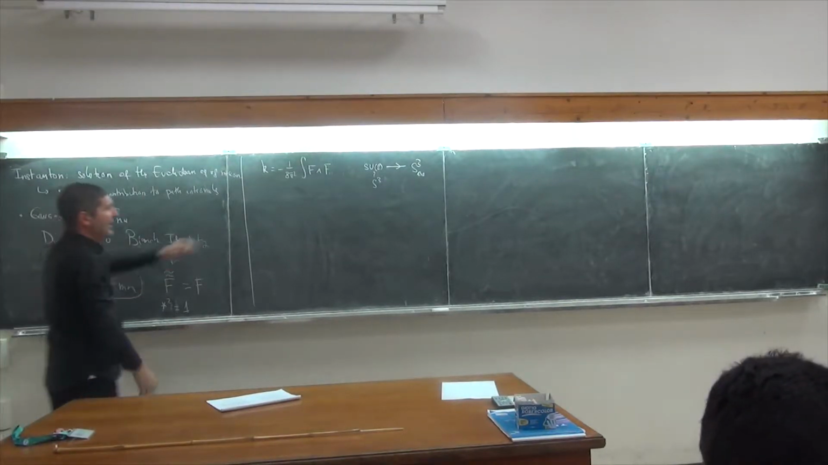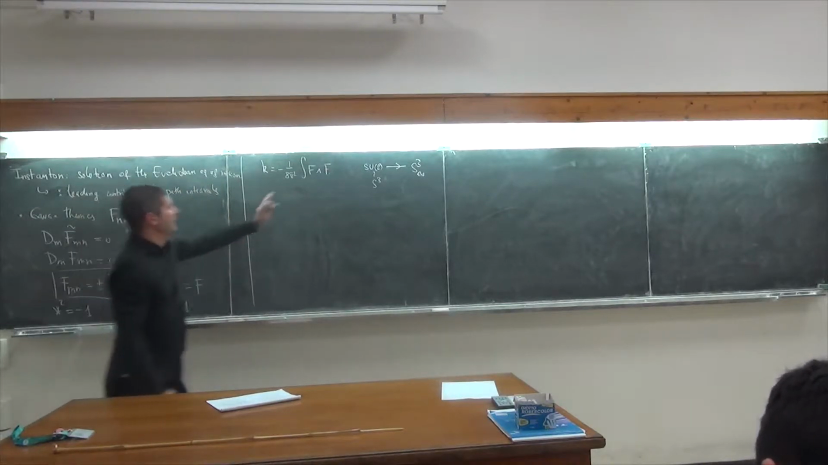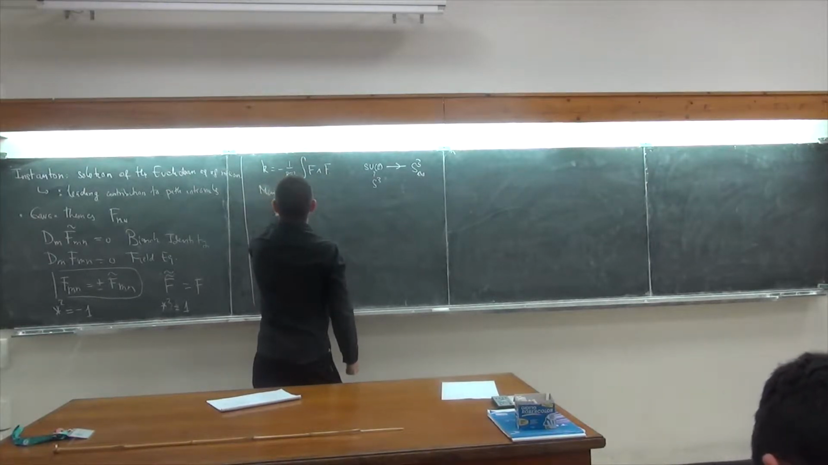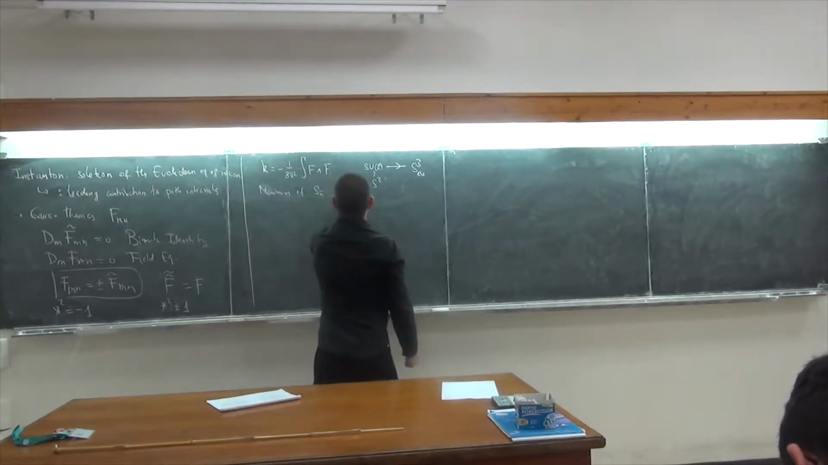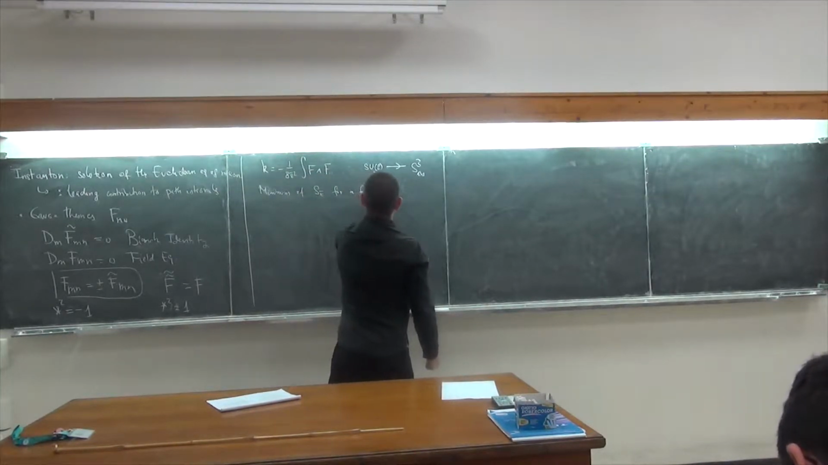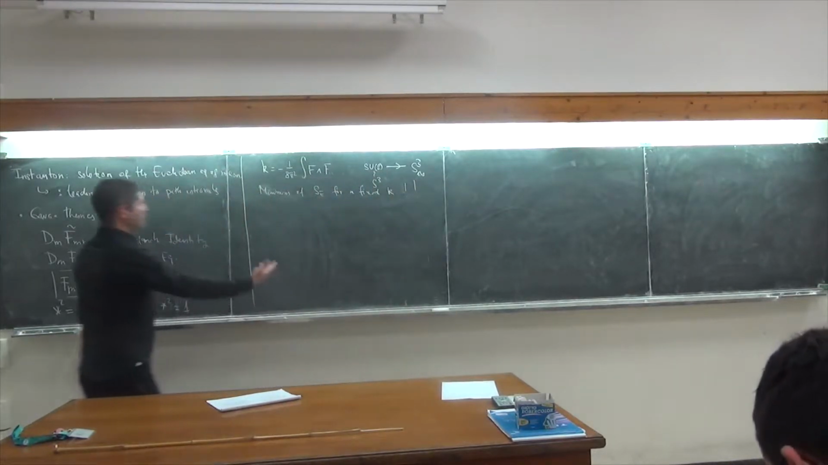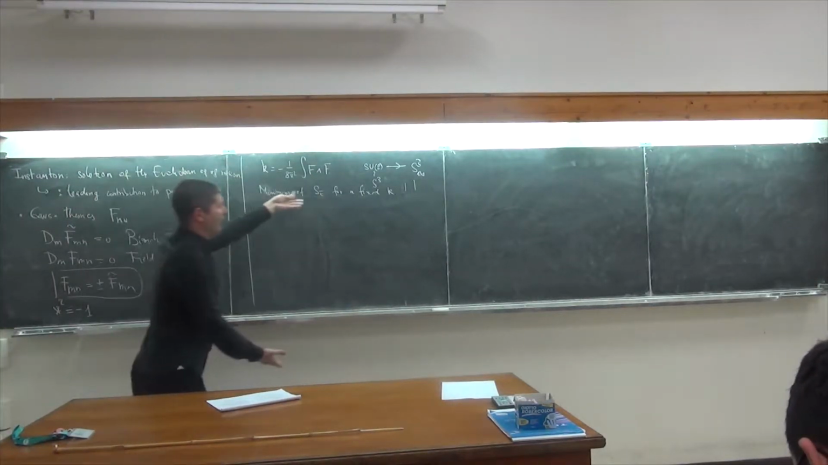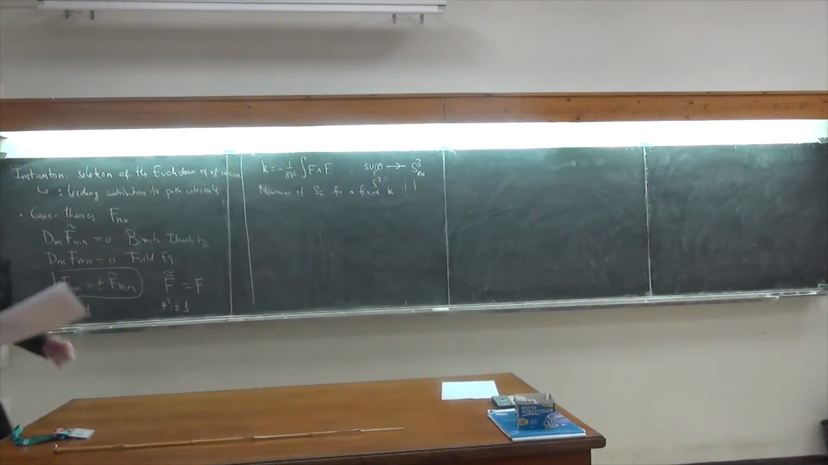You can classify any field configuration with this number, and you can see that the instantons are the minimum of the action for a fixed K. The minimum means that they will give the leading contribution, remember, to the path integral for that particular topological sector.